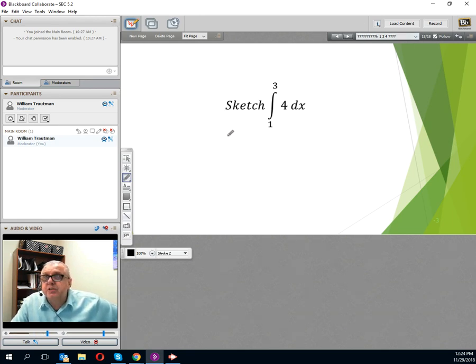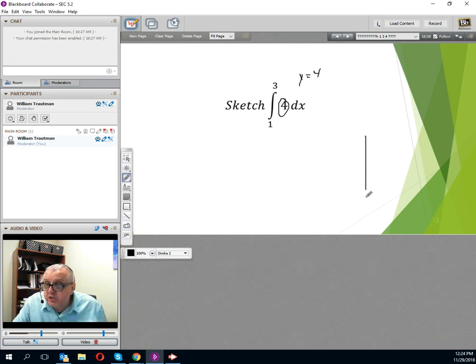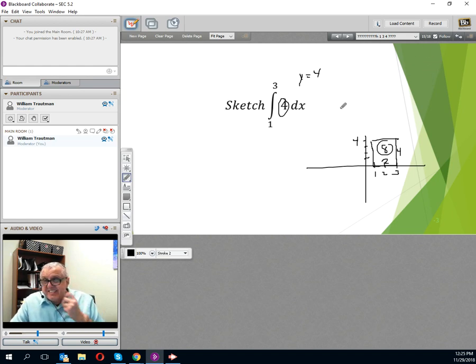There's a section on the test where you have to find the area using shapes. So if I drew this graph, by the way, this function is y equals 4, right? If I draw this graph at y equals 4, it goes from 1 to 3. So if I find the area under this, it's a rectangle, the width here is 2, the height is 4. So this area is 8. That's it. It says sketch this and then find the area. It doesn't say it here, but on the homework or on the test it says find the area using geometric shapes.